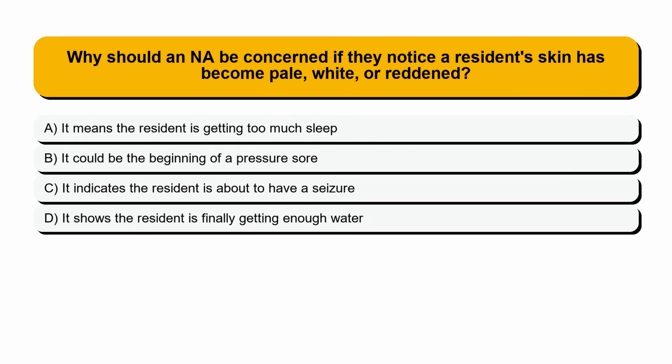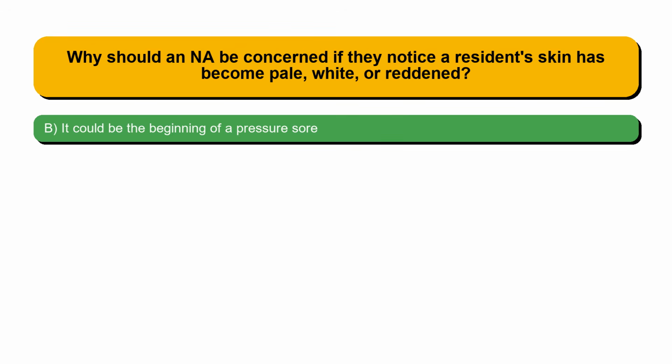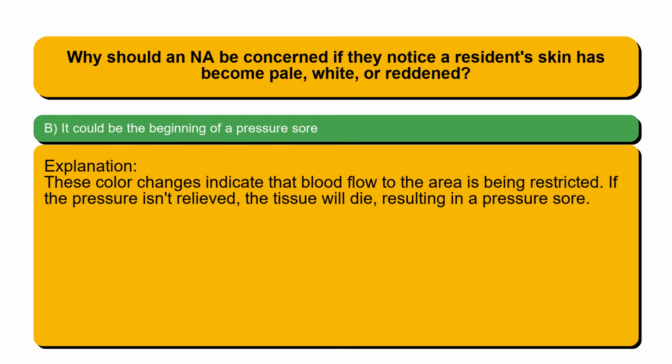Question 20. Why should an NA be concerned if they notice a resident's skin has become pale, white, or reddened? Option A, it means the resident is getting too much sleep. Option B, it could be the beginning of a pressure sore. Option C, it indicates the resident is about to have a seizure. Option D, it shows the resident is finally getting enough water. The correct answer is option B, it could be the beginning of a pressure sore. These color changes indicate that blood flow to the area is being restricted. If the pressure isn't relieved, the tissue will die, resulting in a pressure sore.